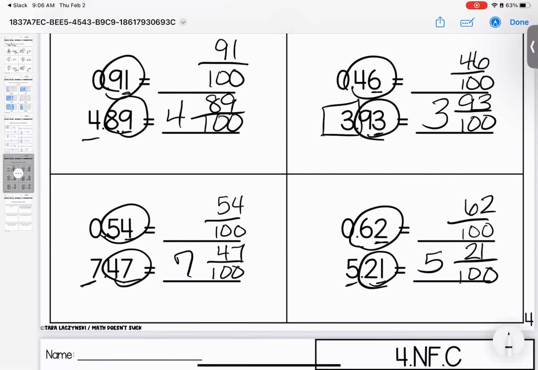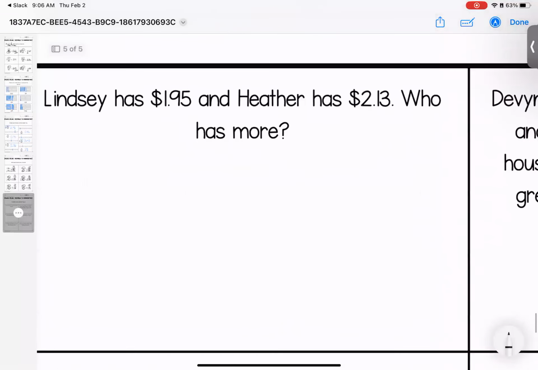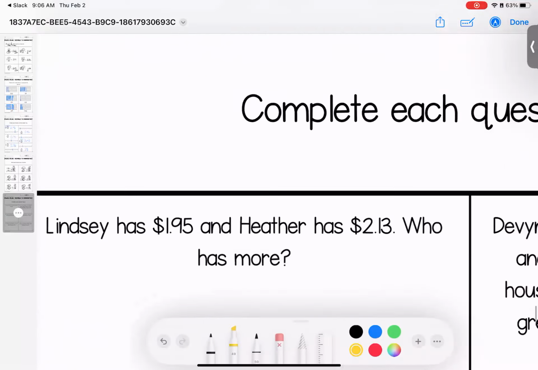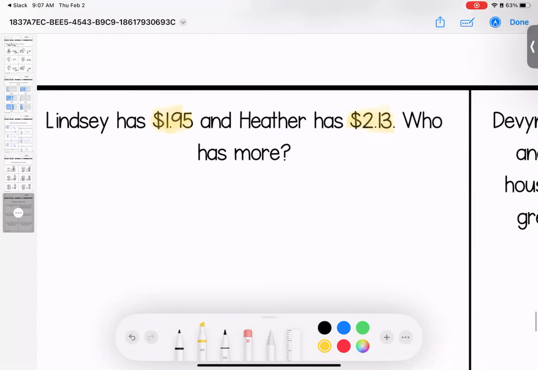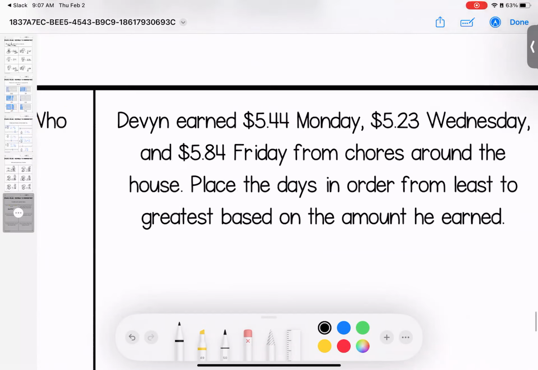Bring them with you to class. All right, now gets into the true stretch, the word problems. Remember with word problems, 2 things. What are they asking me to do? What numbers are they giving me to use? So Lindsay has $1.95 and Heather has $2.13. Who has more? Heather has more because 2 and 13 hundredths is more than 1 and 95 hundredths. It's all in the whole numbers for that one. I'd rather have $2 than $1.